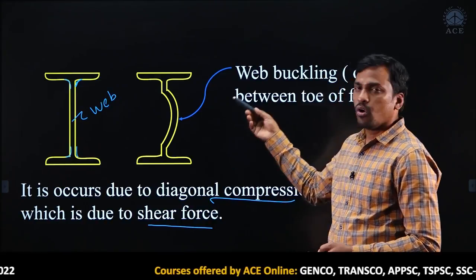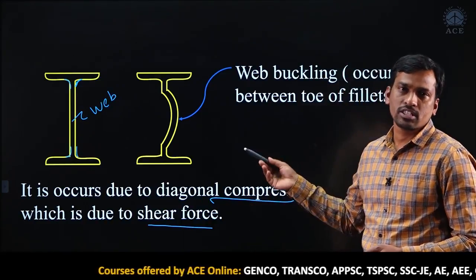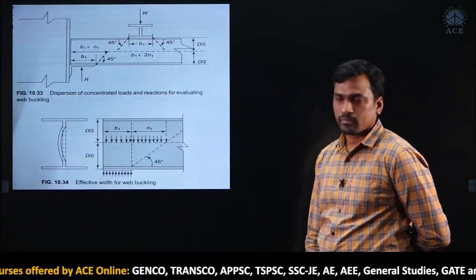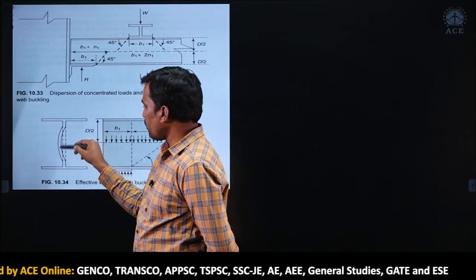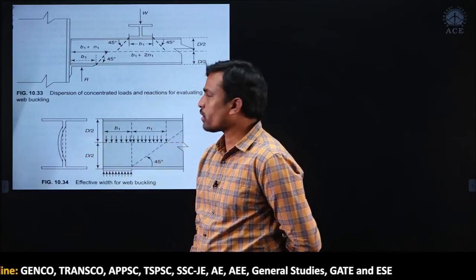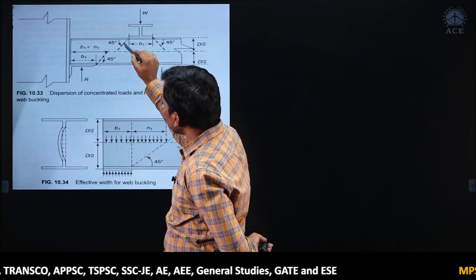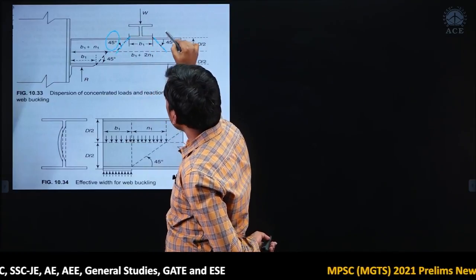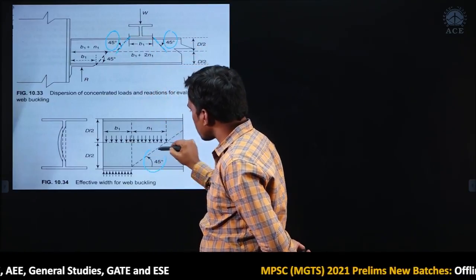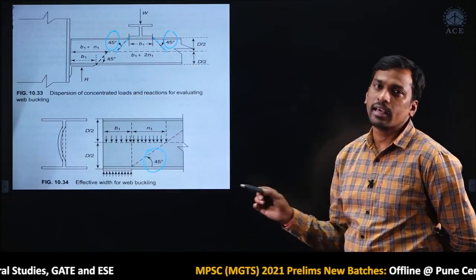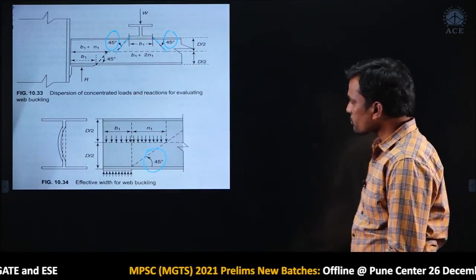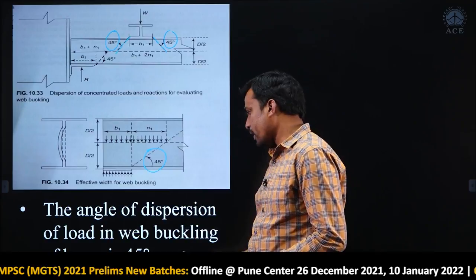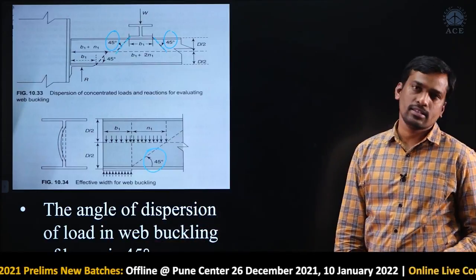Now I will show the load dispersion. I told load dispersion is 45 degrees. How is load dispersion 45 degrees? If you see this diagram, students, this is called web buckling, buckling of web. If you see the load dispersion, now this is the load dispersion. What angle is this load dispersion? This is 45 degrees. Load dispersion is 45 degrees. Option D is correct. So here the angle of dispersion of load in web buckling of beam is 45 degrees.